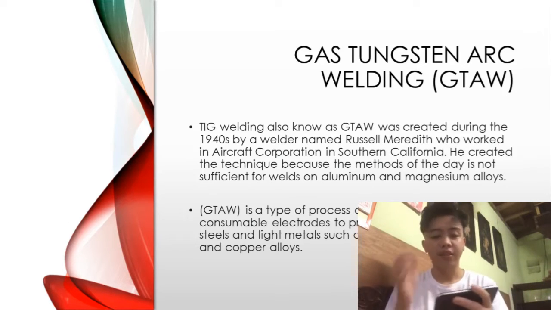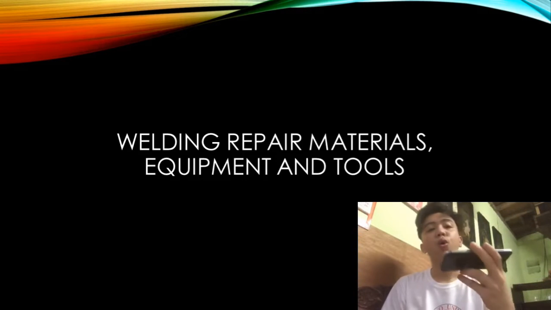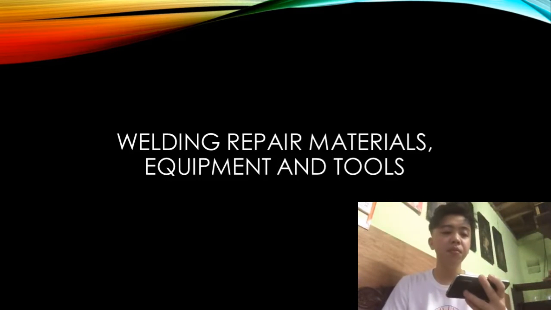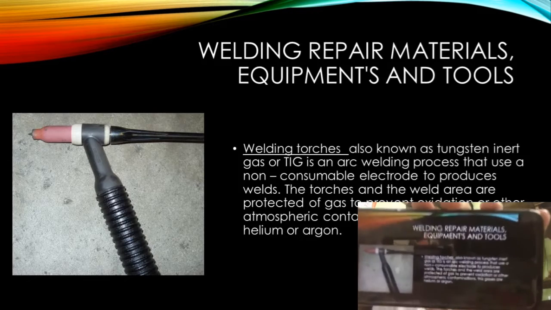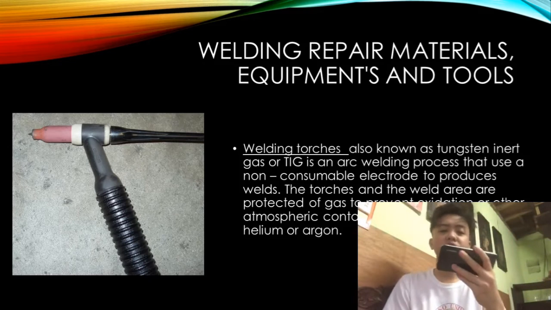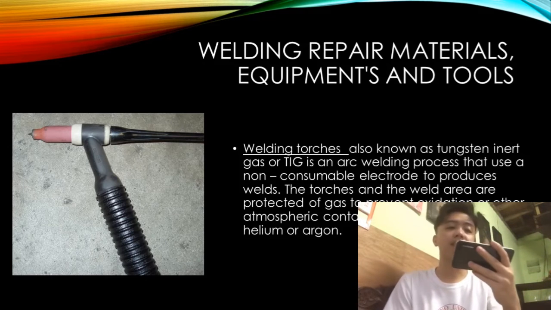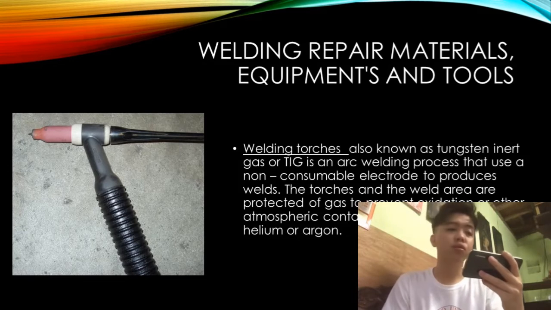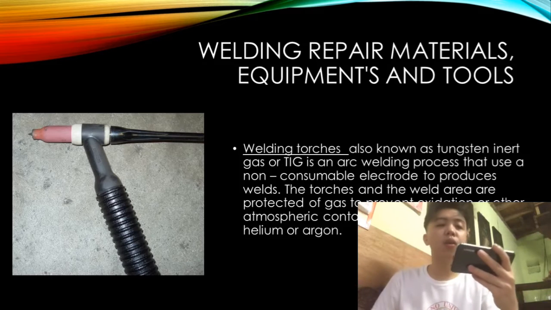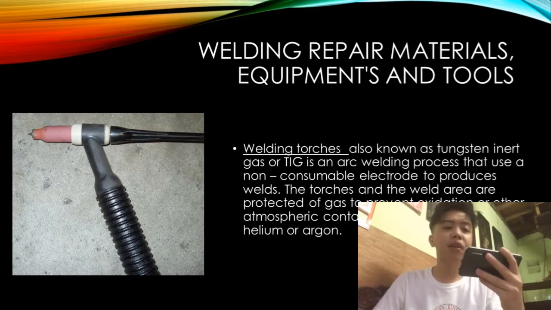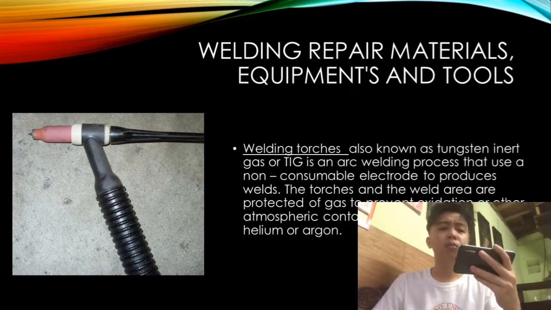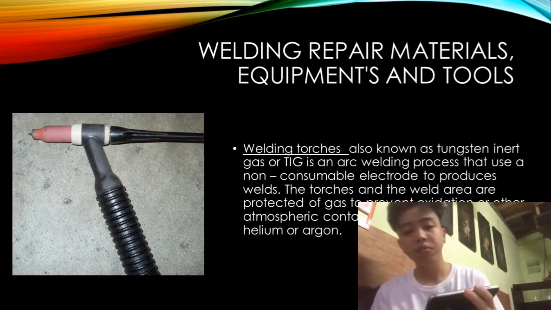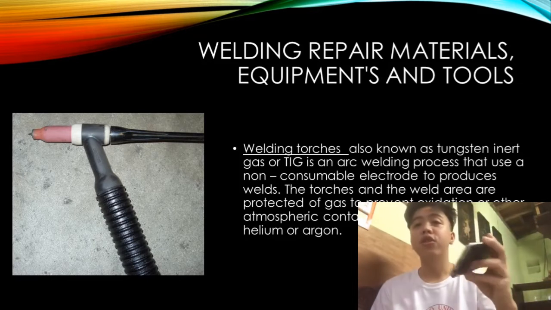Next, these are the welding repair materials, equipment, and tools. Welding torches. Welding torches, also known as tungsten inert gas or TIG, use an arc welding process with a non-consumable electrode to produce welds. The torch and the weld area are protected by gas to prevent oxidation or other atmospheric contamination. These gases are helium or argon.